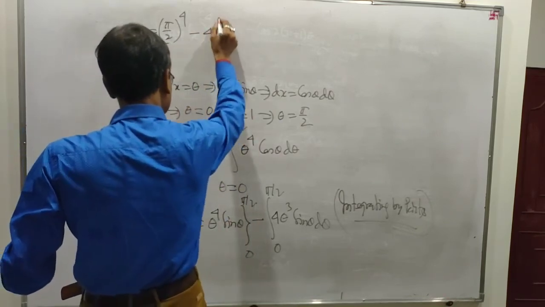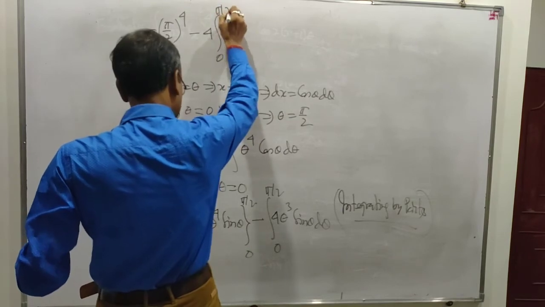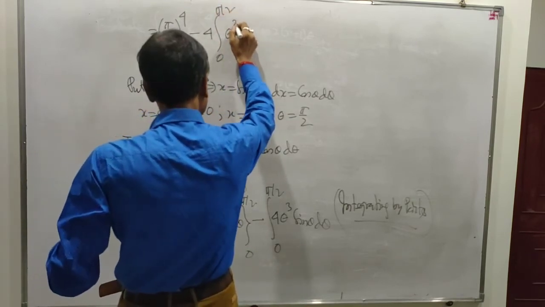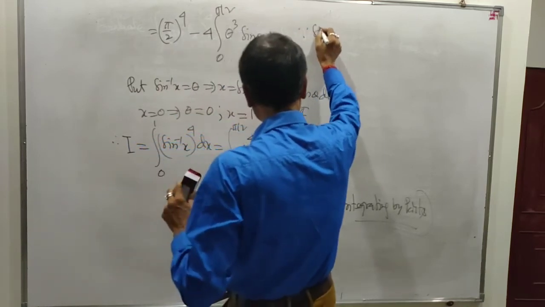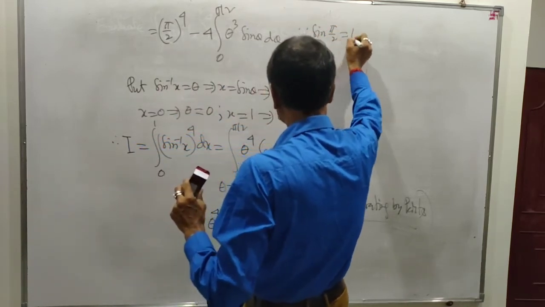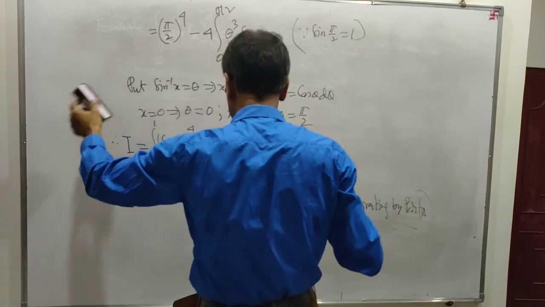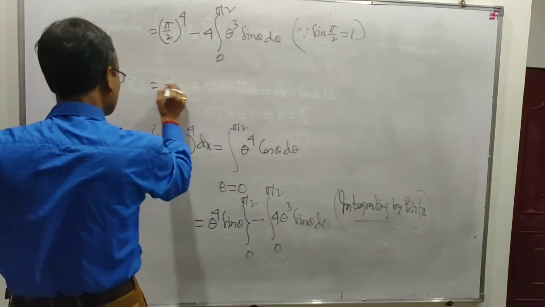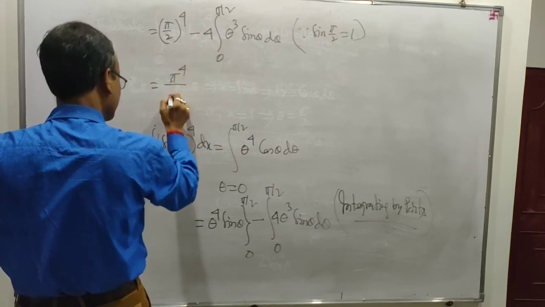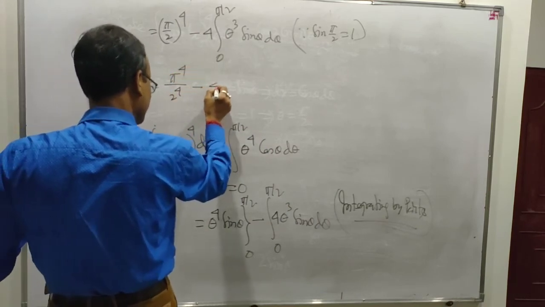Minus 4 times integration 0 to pi by 2 theta cube sin theta d theta. Since sin pi by 2 equal to 1, therefore you will get simply pi by 2 whole to the power 4. This is equal to pi to the power 4 by 2 to the power 4, minus 4.